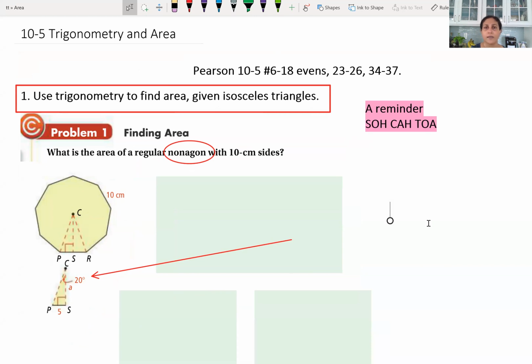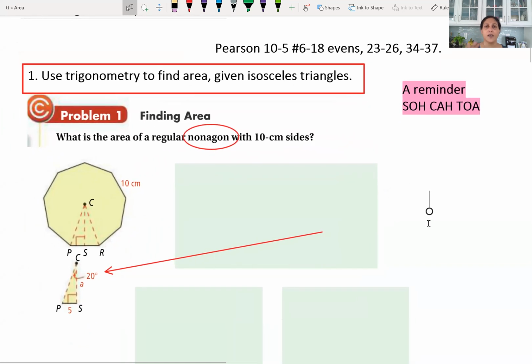isosceles triangles. This happens when you have a regular polygon and you're going to break it up into various isosceles triangles and use the central angle. So here it says, what is the area of a regular nonagon with 10 centimeter sides? So you're going to break it up into 9 triangles and they will all be isosceles.